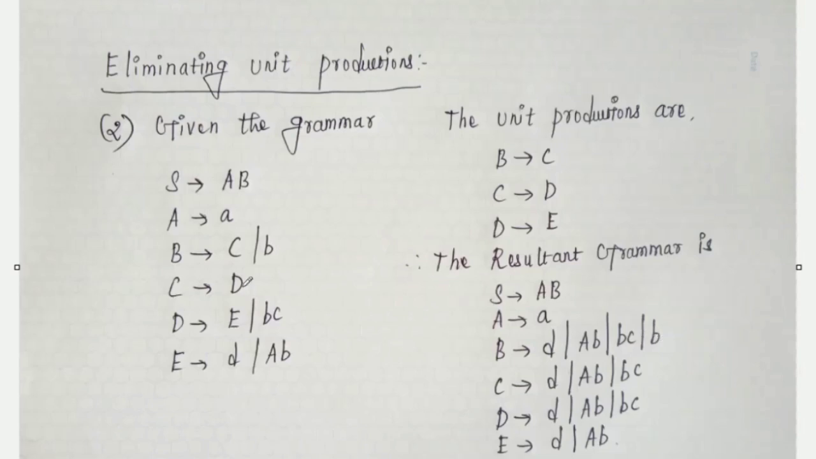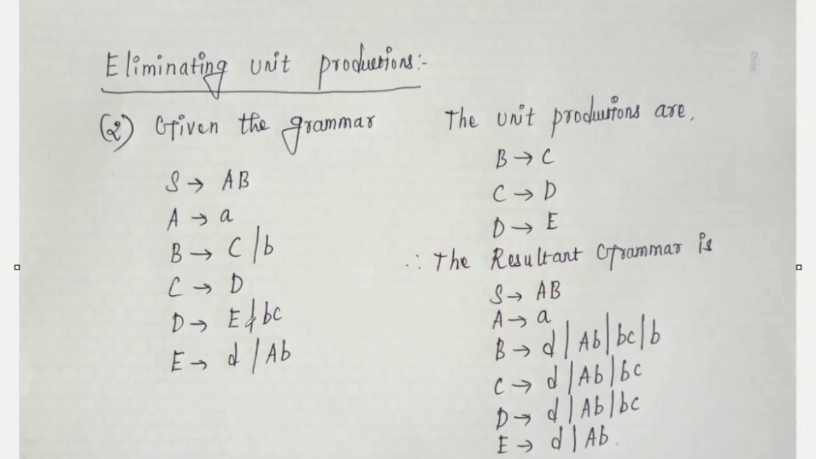Next, C tends to capital D. There is a cycle D tends to E, E tends to D. We remove the unit production and substitute capital D with its terminal productions, which are D, AB or bC. Then you write C tends to D or AB or bC. And last one, D tends to capital E or bC.